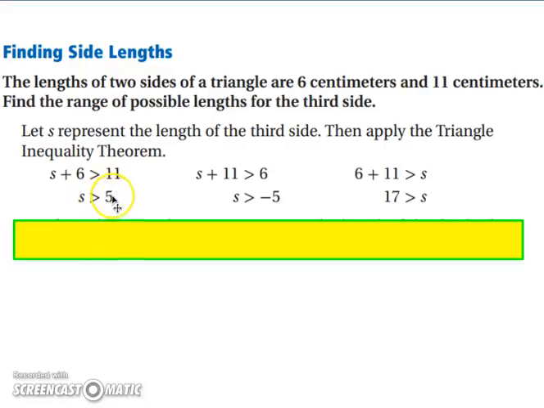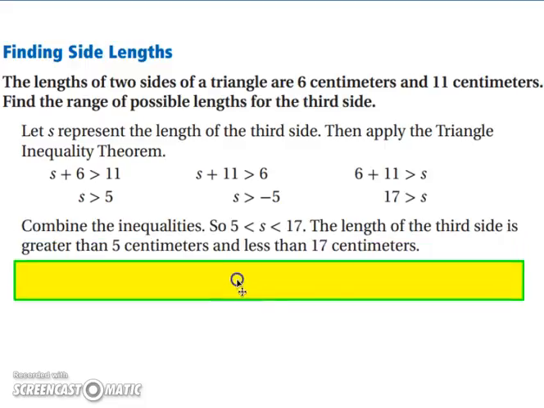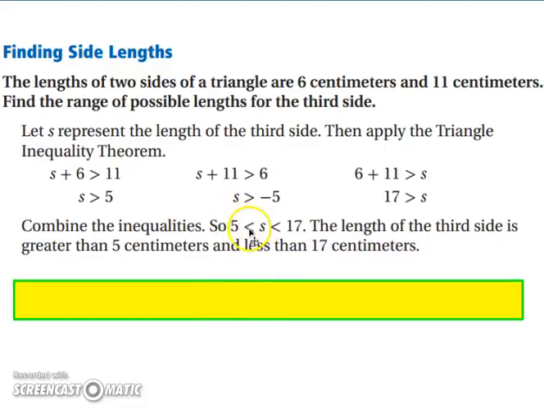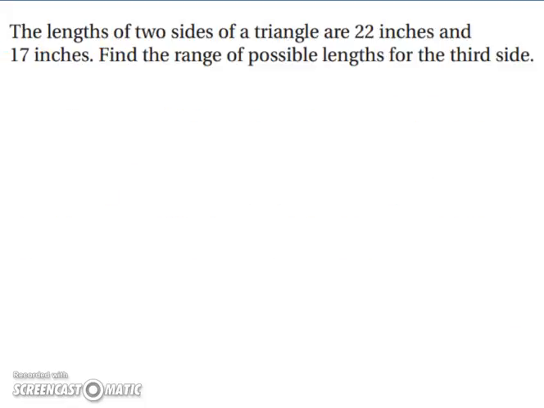If S has to be greater than 5 and S has to be greater than negative 5, which one does it have to be bigger than? Well, it has to be greater than 5 because 5 is already bigger than negative 5. So when you write your finishing touches, you're going to have 5 is smaller than S, which is smaller than 17. So this is the inequality you're looking for in the end. Try this next one on your own. After you unpause the video, an answer will be revealed.